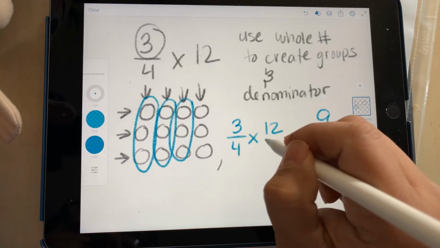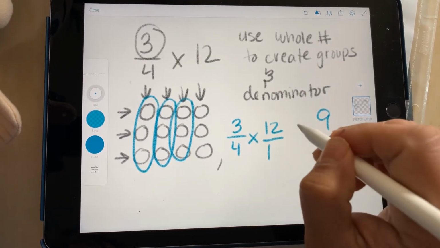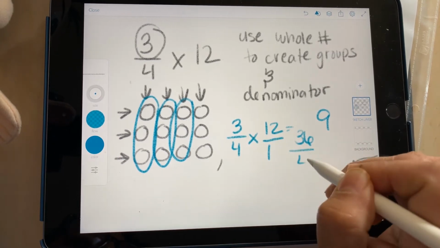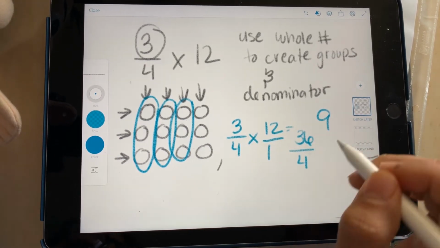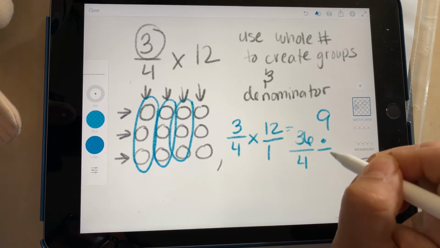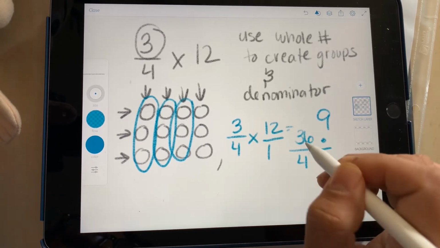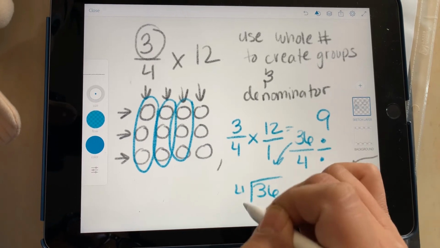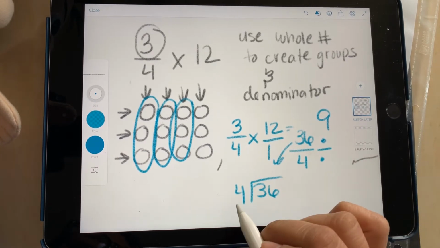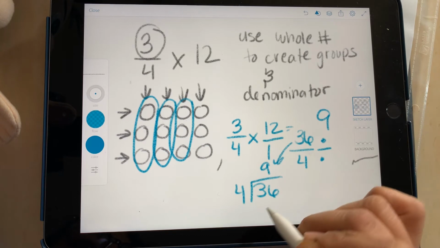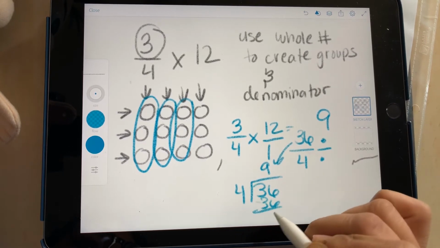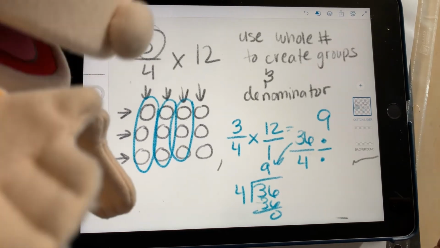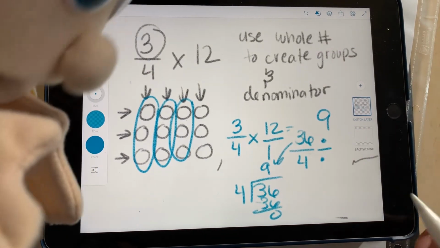And I put my 1 underneath. 3 times 12 equals 36. And 4 times 1 equals 4. And you know that you can divide that thing by the bottom number. So what I'm going to do is the 36, I'm going to put it right here and divide by 4. Now, if you know your multiplications, you know that 4 times 9 equals 36. And I'm left with 0 remainder. So that's how you do it. It's that simple. Use the whole number.